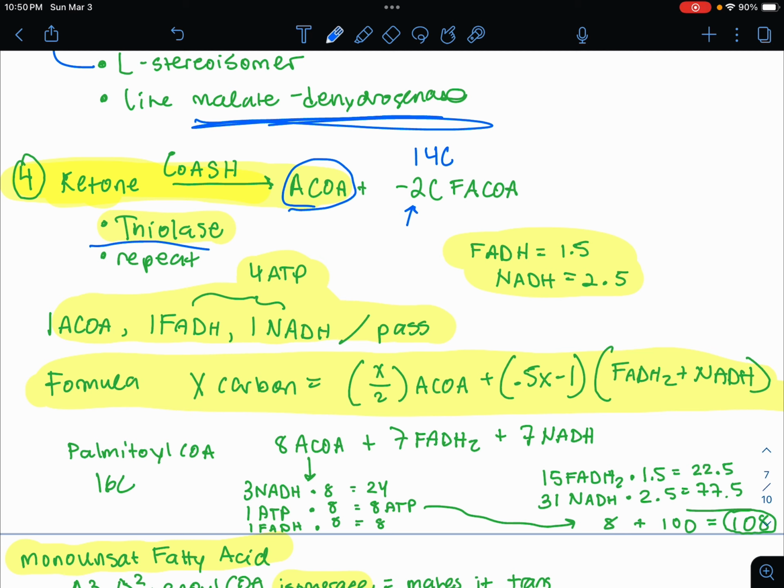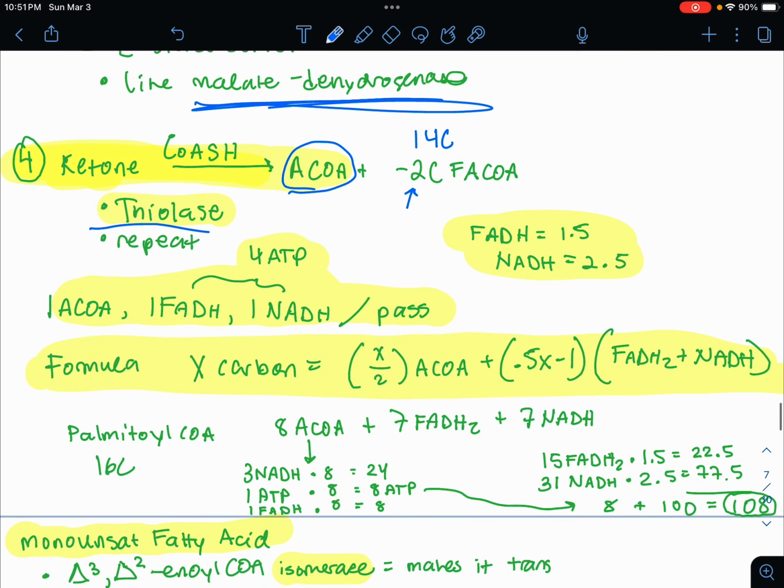And then, just to clarify, let's see. Okay, so 16 carbon will have 1, 2, 3, 4, 5, 6, we'll have six removals basically, and then it's a cycle basically. Okay, so let's talk about the overall reaction.